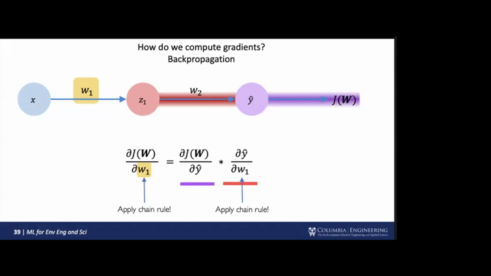The effect of W1 on the loss passes through multiple steps. So we again apply the chain rule. The change in loss with respect to the output, times how the output depends on Z1, times how Z1 depends on W1, okay? So backpropagation simply repeats this process, moving backward through each layer one weight at a time. Is it clear here? Okay, great.